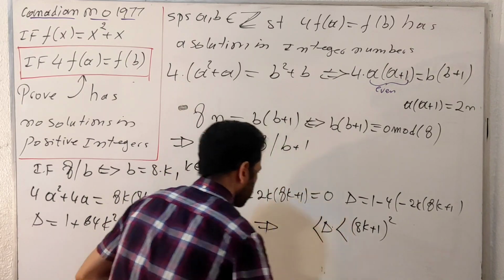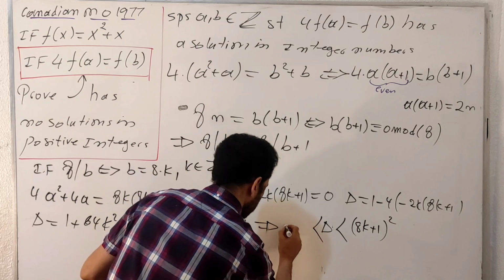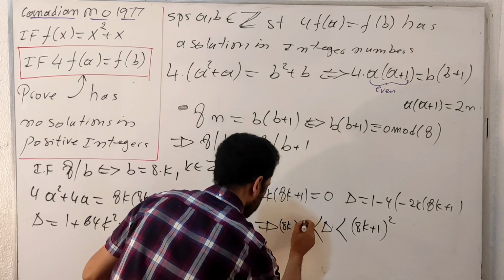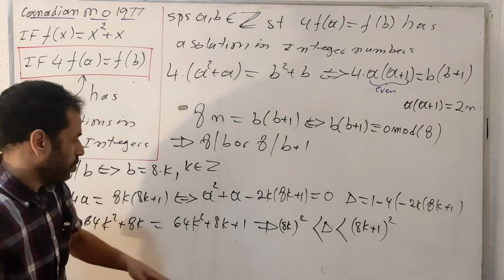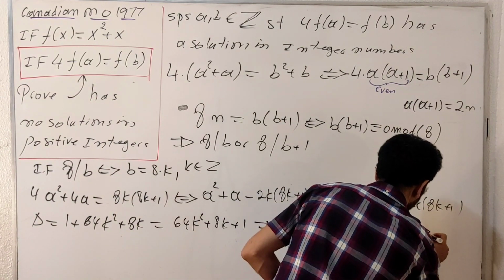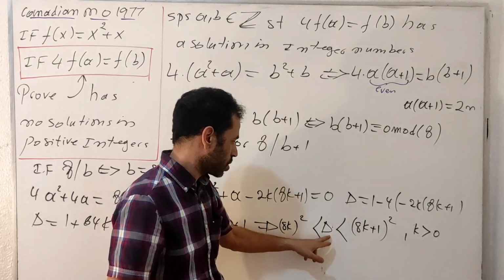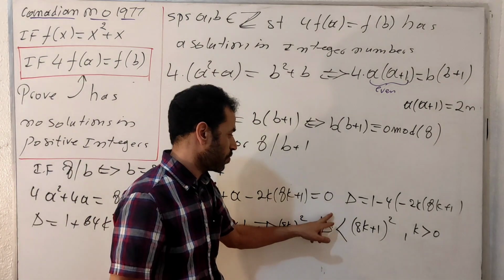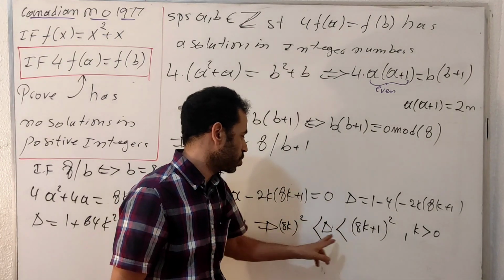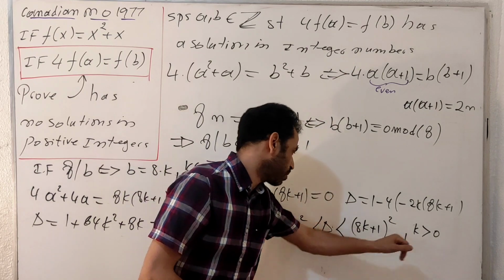At the same time, this one is bigger than (8k) squared, because k is strictly superior to 0. So since we have positive integers, this delta, which is supposed to be a perfect square, is located between two consecutive squares, which means it's not a perfect square for all k as a positive integer.